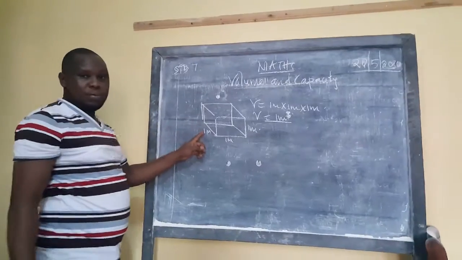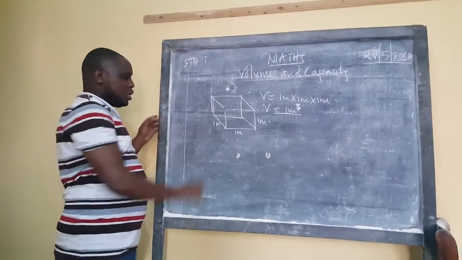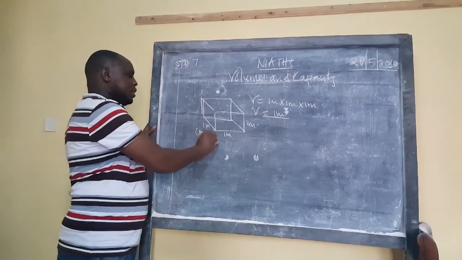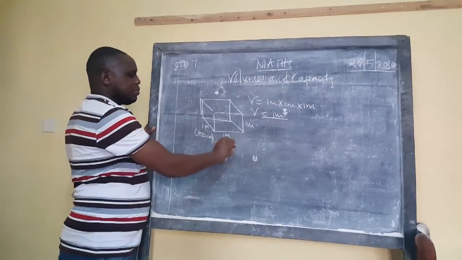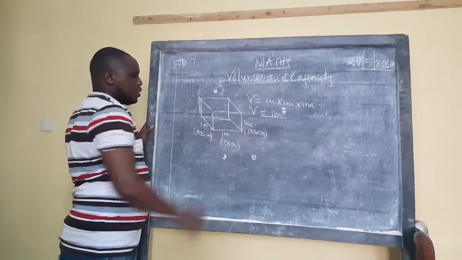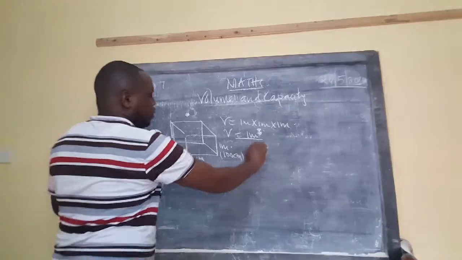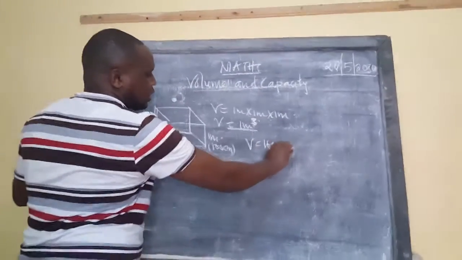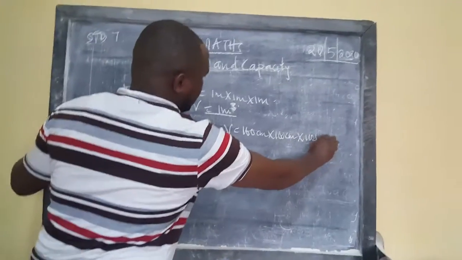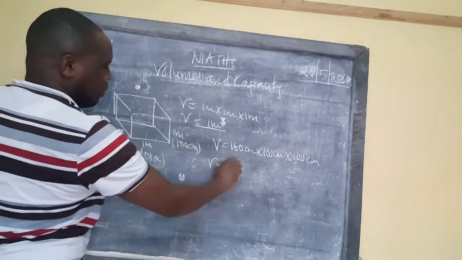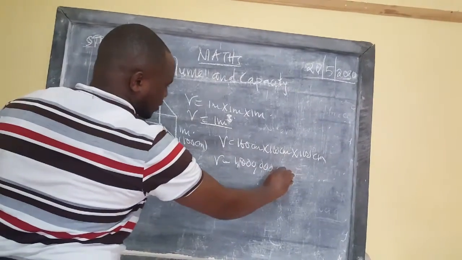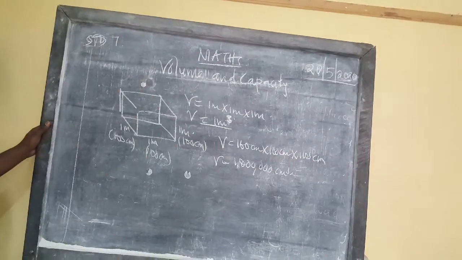If the same cube is in terms of centimeters, this is going to change. 1 meter is going to change to be 100 centimeters, and then 100 centimeters, then 100 centimeters. So what will be the volume of that cube? Volume will be 100 centimeters times 100 centimeters times 100 centimeters. That is going to be 1 million cubic centimeters. So there's a relationship you can get.